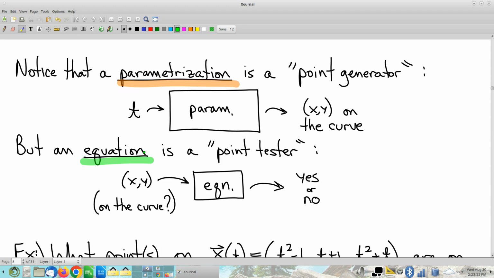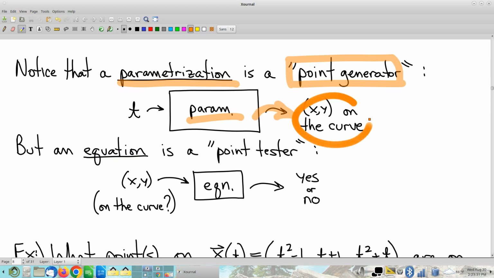So a parametrization. What is a parametrization? What it does is it is a point generator. A parametrization creates points on your curve. It's a point generator, pretty literally. Now, very importantly, that's not what an equation is. Equations don't generate points. That's just not how they're built. You can't take an equation and just kind of turn the crank and out comes a point. That's not what it does.